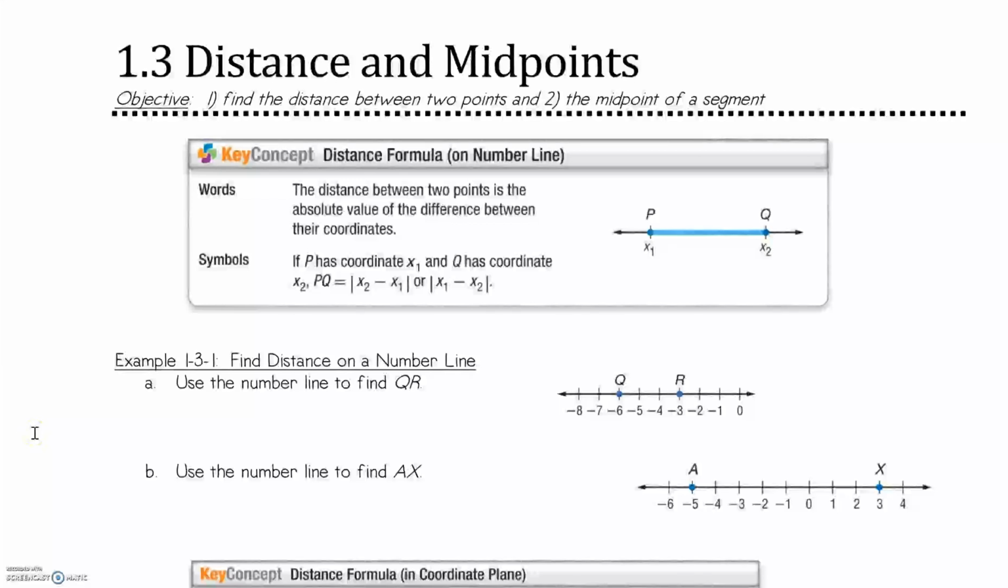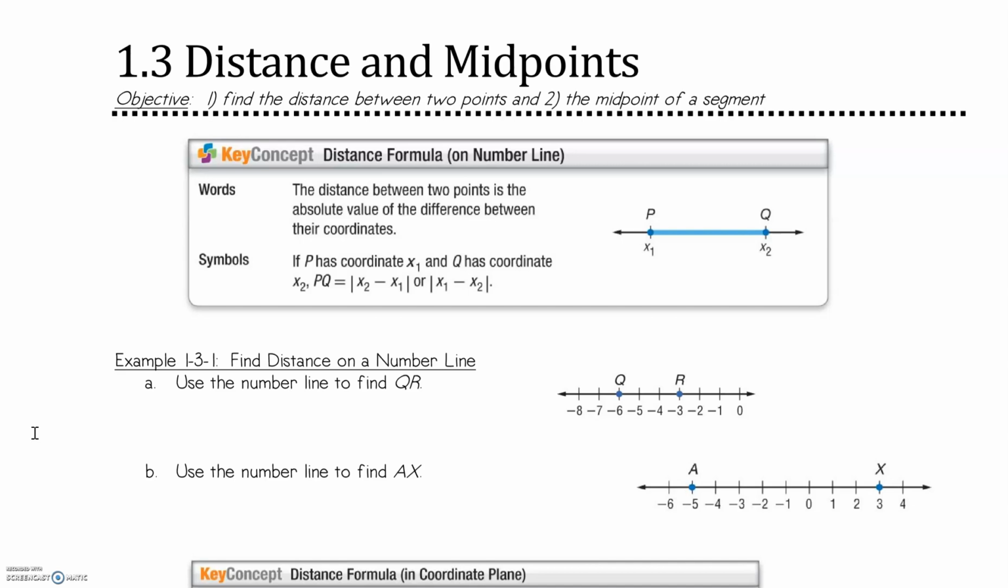Welcome to your 1.3 distance and midpoint video. In this lesson, you are going to be able to find the distance between 2 points as well as the midpoint of a segment. So first, let's just start off and talk about distance.